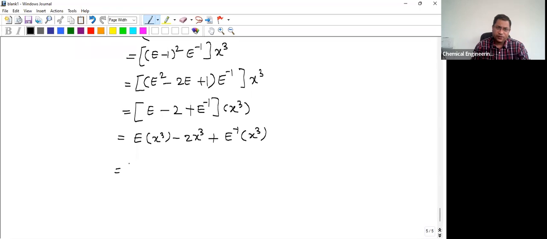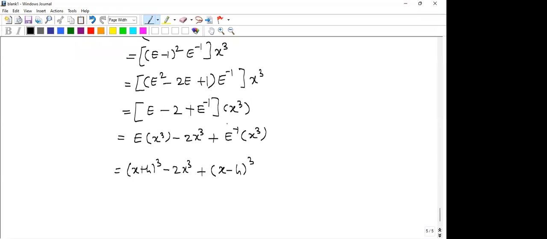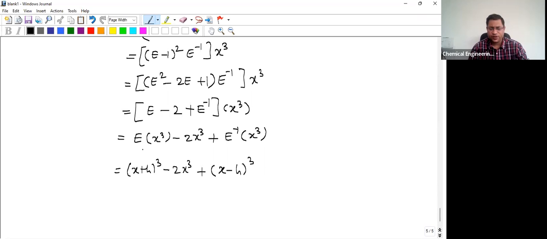So what we have here will be (x plus h) cube minus 2x cube plus (x minus h) cube. Is that okay? This is the forward shift. This is the backward shift. Forward shift means we have to add the step size. Backward shift, we have to subtract the step size. And here the step size is going to be h.